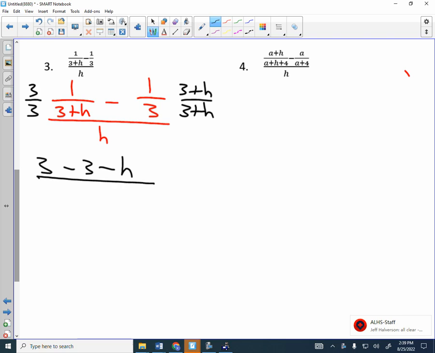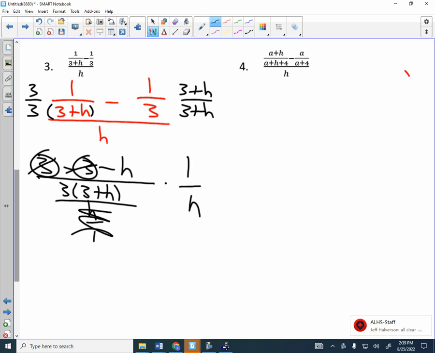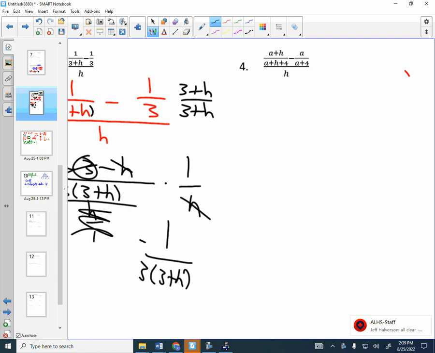I choose to not multiply out the denominator. I choose to leave it as 3 times 3 plus h. I like to leave that denominator in factored form. If you wrote 9 plus 3h, that's fine as well. So what cancels? 3's are gone. And I multiply by 1 over h, and you notice what's going to cancel there. The h, so you're left with a negative 1 in the numerator and a 3 times 3 plus h in the denominator. You all good? Okay. 2 more.